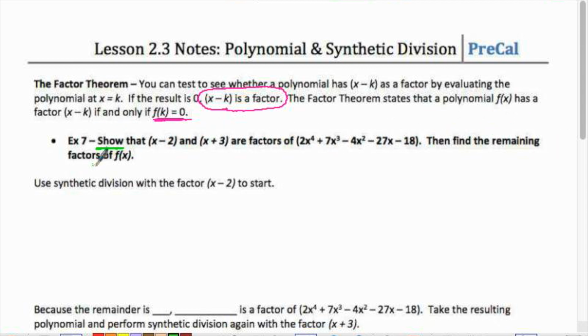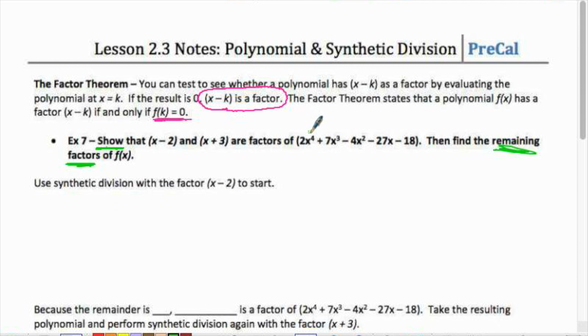Then we need to find the remaining factors. Okay, remaining factors. Well, how many factors should this guy have altogether? Take a look at our degree. Our degree is 4, so by the time I'm done, I should know 4 factors. Right now, I know 2, so I need to find the other 2. So we're going to use synthetic division with the factor x minus 2 to get us started, just because that's the first factor they gave me.